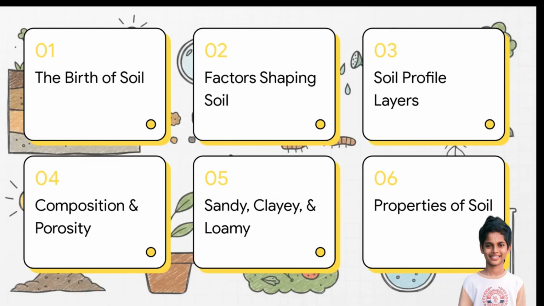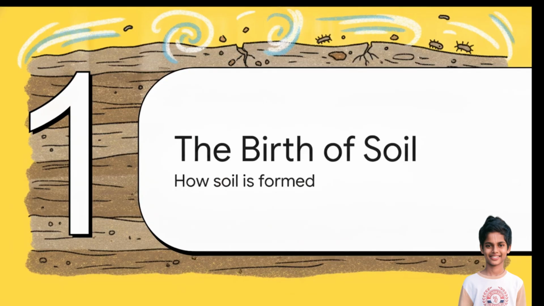All right, here is our roadmap for today. We're going to break this chapter down into 6 exact parts: the birth of soil, factors shaping soil, the soil profile layers, composition and porosity, sandy, clayey, and loamy soils, and finally, the 3 properties of soil. Stick with me, and I guarantee you'll remember every single detail. Let's jump right into part 1, the birth of soil.